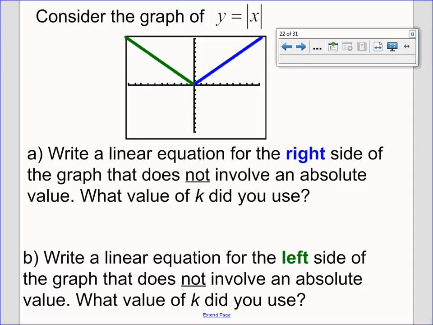What I'd like for you to do is write a linear equation for the right side, in blue, of the graph that does not involve an absolute value. In other words, could we rewrite that blue portion of the graph in terms of one of your other parent functions? Well, for that segment, you certainly can. Look at your green sheet and find which function that most closely resembles besides absolute value. Don't say it out loud, just find it.